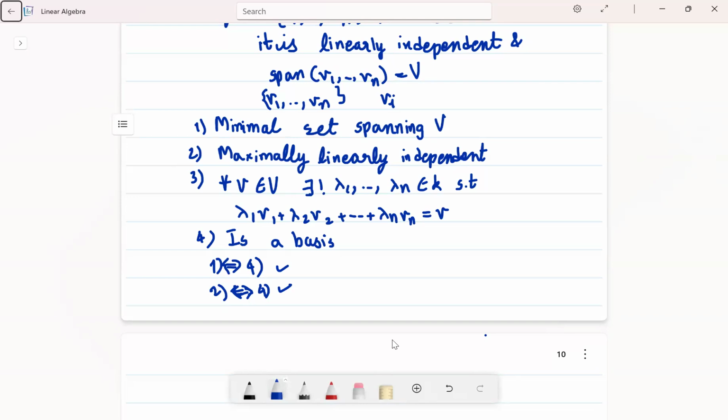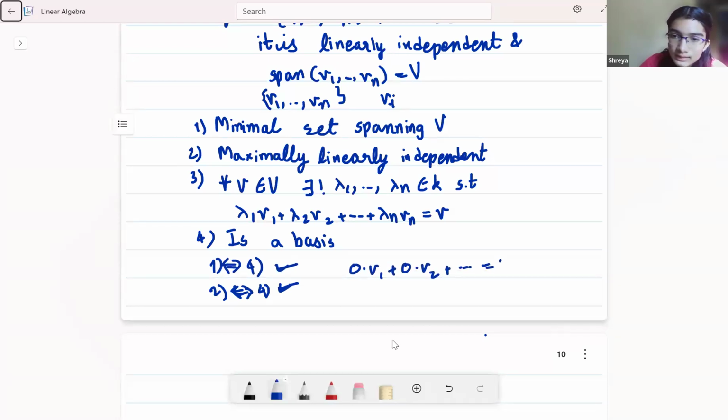So 3 is basically saying first it is obviously spanning, right? Because of the powers. Then you have to show that uniqueness implies linear independence. In particular for v equal to 0, we already know that 0 times v1 plus 0 times v2 plus and so on is equal to 0. We are given that nothing else sums to 0. So it is linearly independent as well. So now we do have that 3 implies 4, or like 3 implies any of these.